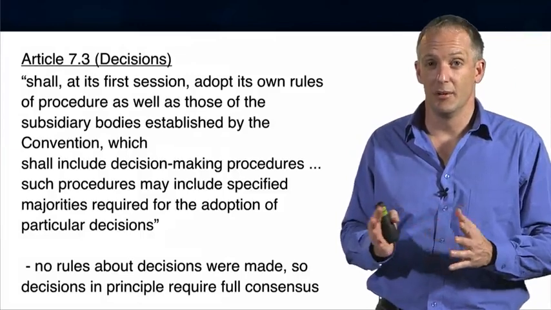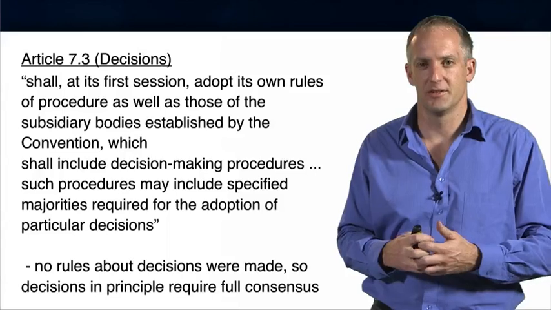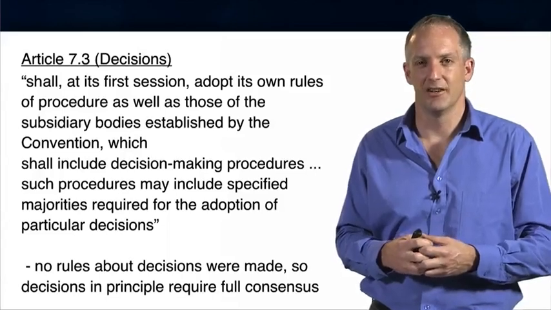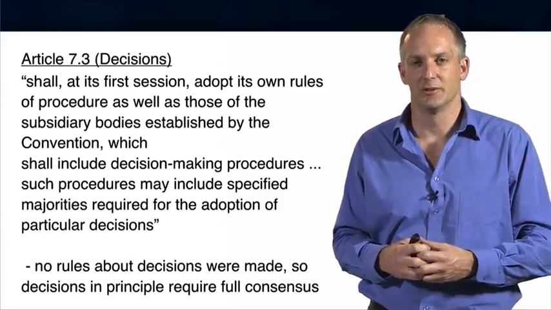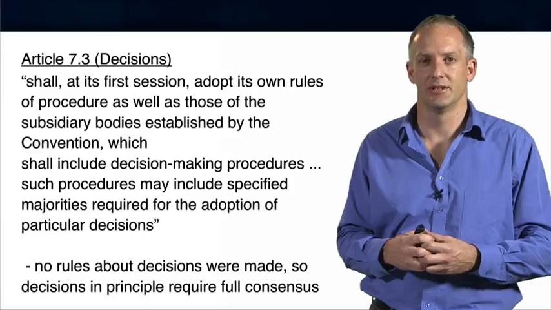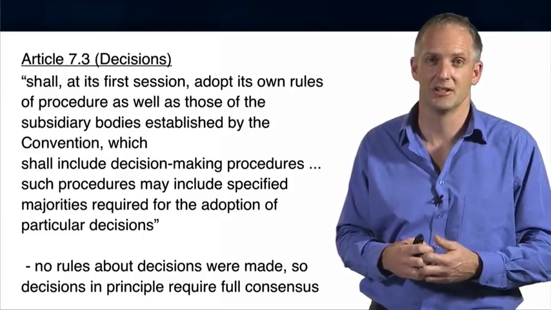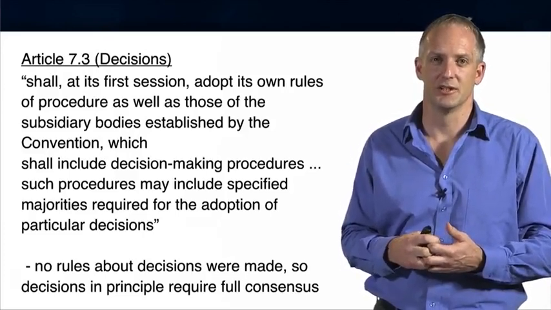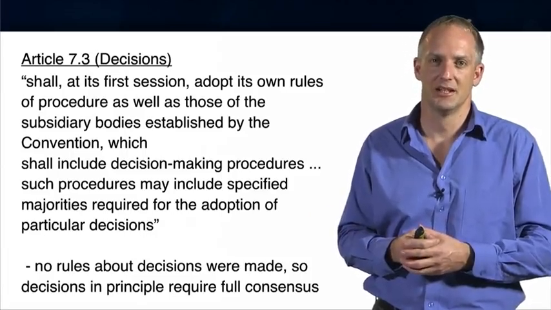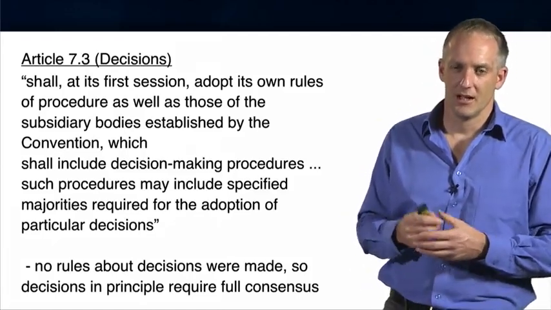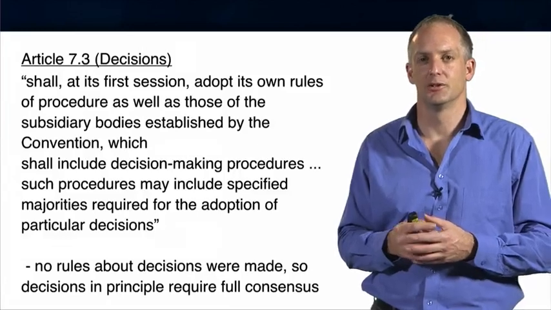Perhaps, to my way of thinking, in addition to a very poorly specified ultimate objective of the convention, another really critical underlying difficulty with the convention is that there are no rules about making decisions. Article 7.3 of the Framework Convention talks about decisions, and it says that parties shall, at its first session, adopt its own rules of procedure, as well as those of the subsidiary bodies established by the convention, which shall include decision-making procedures. No rules about decision-making were made. Parties could not agree on what the rules about decision-making should be.